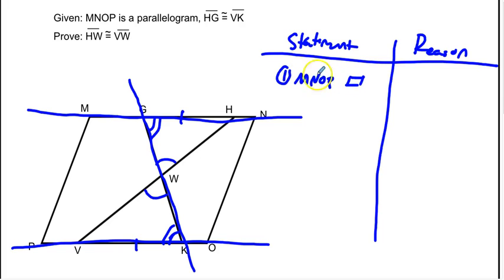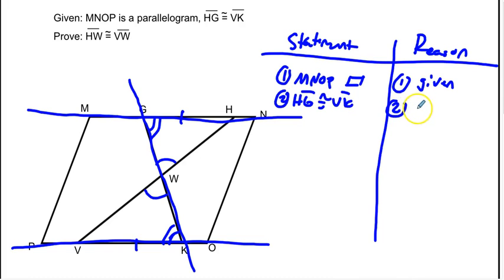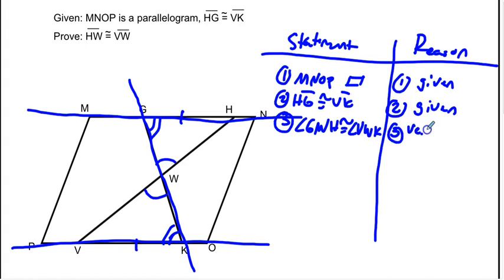It's a parallelogram. See how I keep shortening this more, but that's fair to write. That's cool. MNOP is a parallelogram. That's a given. And we also know that HG is congruent to VK. Okay? And that is also a given. Now the next thing we marked down was that angle GWH is congruent to angle VWK, and that was vertical angles are congruent.